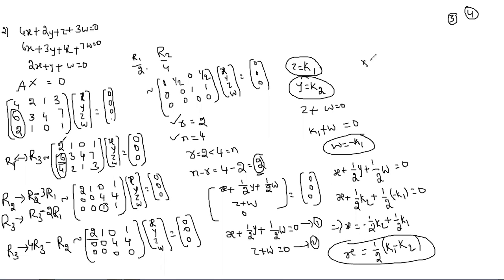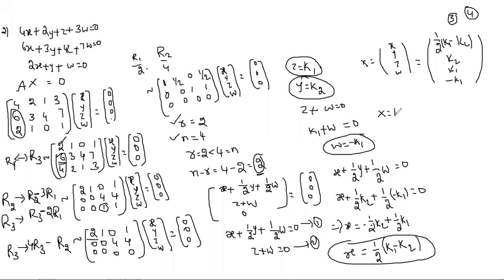Therefore we can write x, y, z and w. Here x is what we got, 1 by 2 into k1 minus k2, and y is what we chose, k2. Next z is k1, and w is what we got, minus k1. So if you want, you can write this as two solutions.